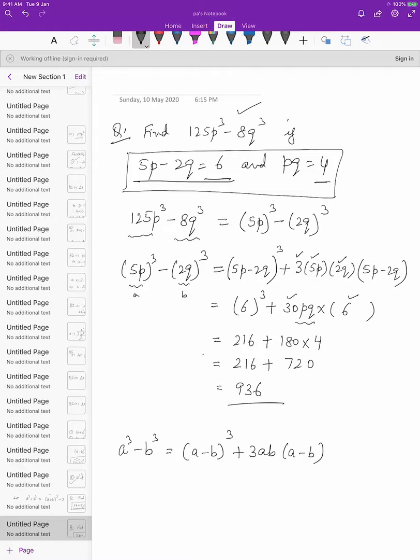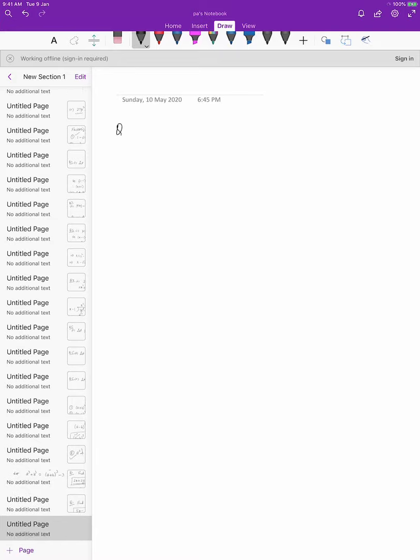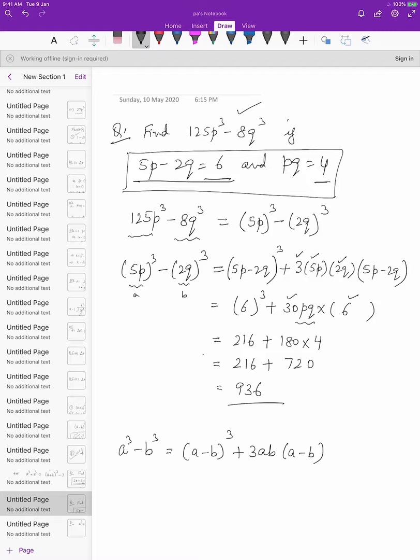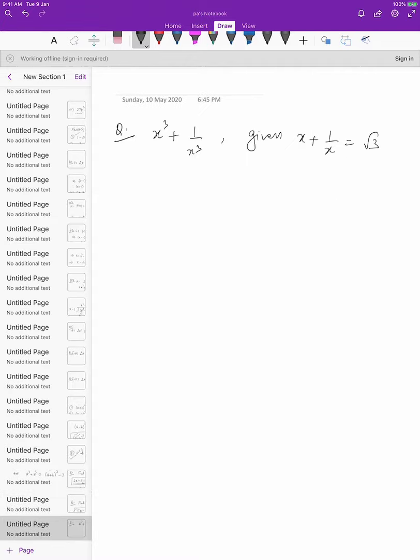So let's choose another question of the same type where we need to do the calculations here. So the next question is, find the value of x cube plus 1 upon x cube, where what is given to us is that x plus 1 upon x is equal to root 3. Can you see, in the previous question there were two values given, 5p minus 2q and p into q. Here in this question only one value is given, and that is for x plus 1 upon x.